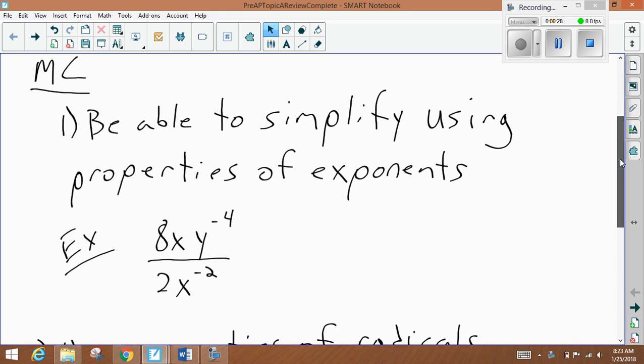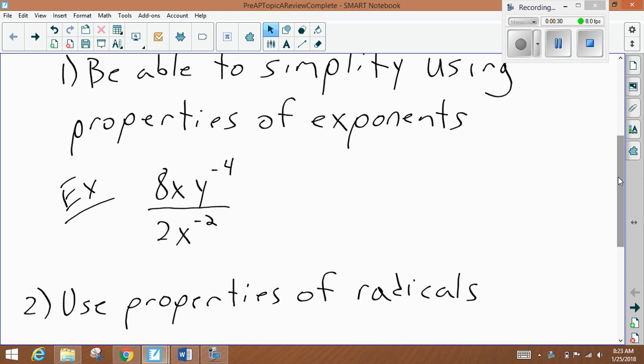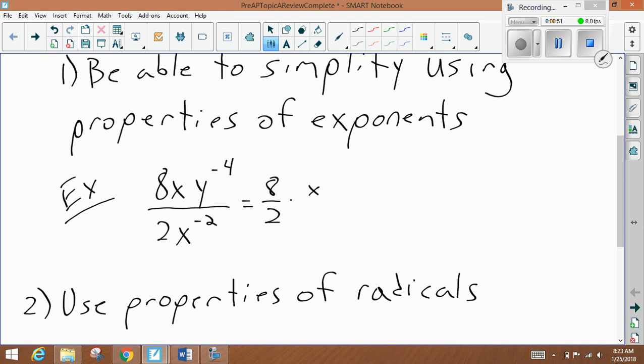What do I mean by that? I mean exactly this. For example, if I have the expression 8xy to the negative fourth power divided by the whole quantity 2 to the x, 2 times x minus 2, I would want to be able to simplify that. How would I simplify that? First of all, I'm going to write that. I'm going to break it up.